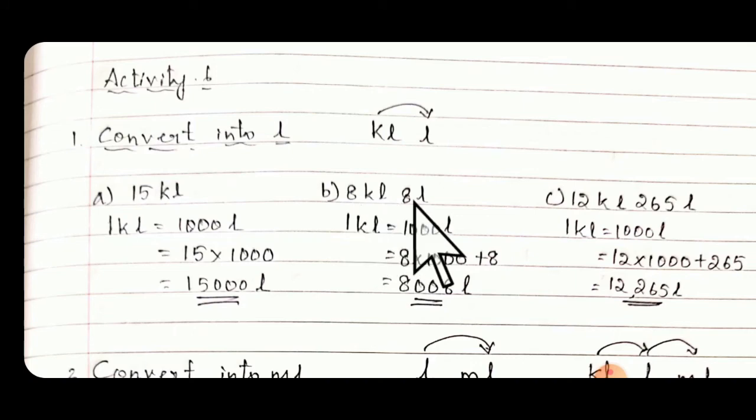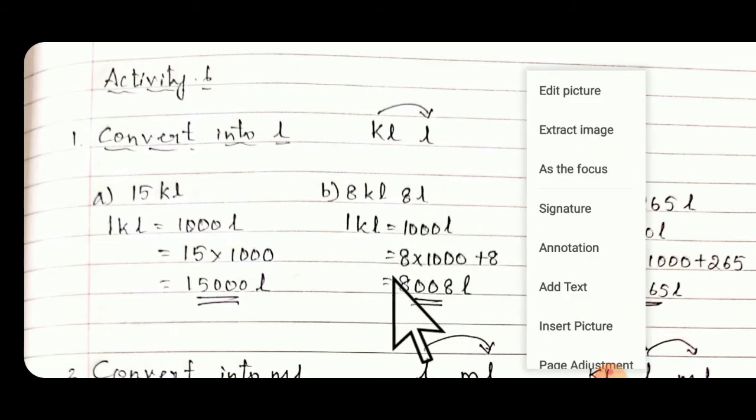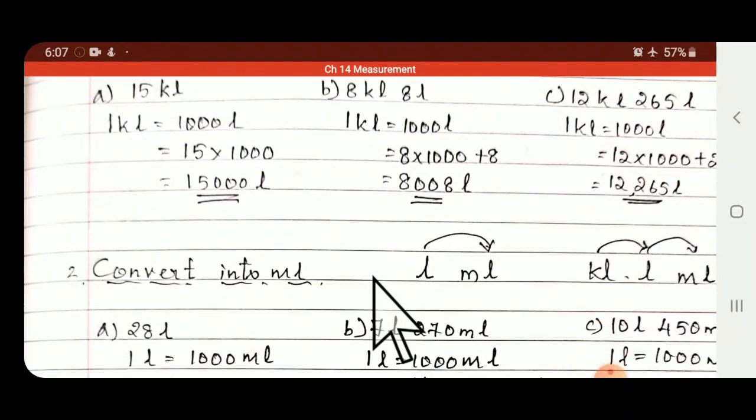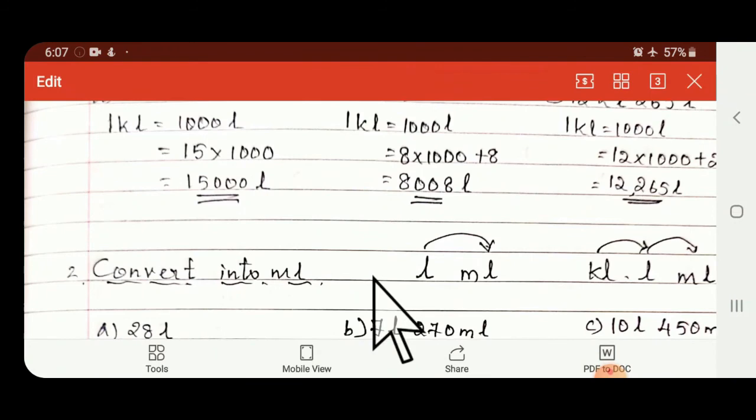B, 8 kiloliter and 8 liter. Here convert the kiloliter and add the 8 liter. 8 gets multiplied by 1000 plus 8 if you do, 8000 plus 8, it will be 8008 liter.